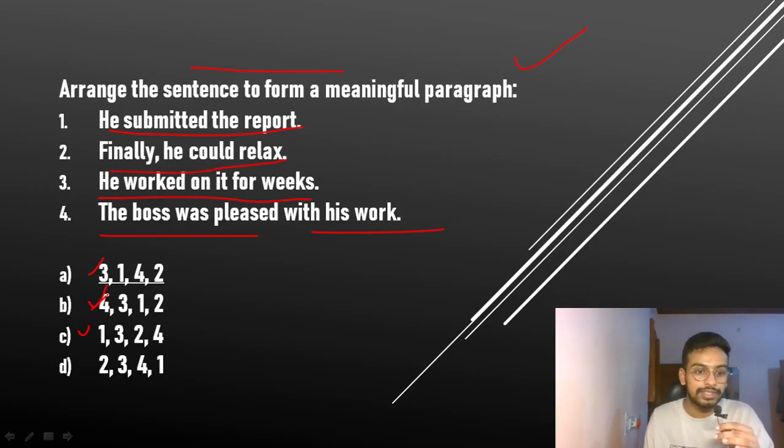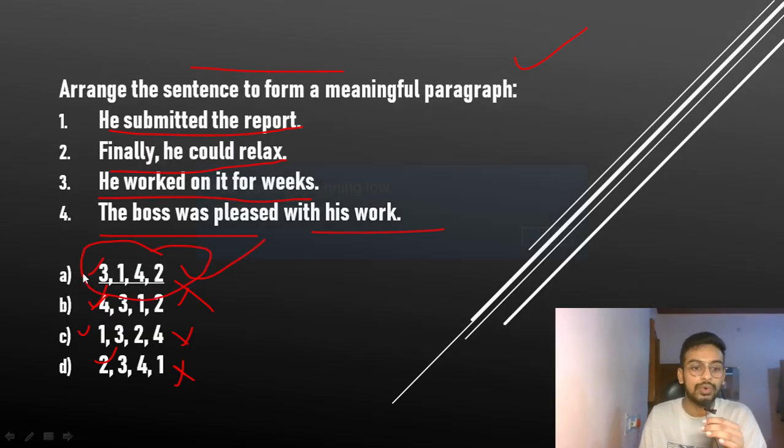If we check 4, the boss, no, this can't be the answer. First he submitted the report, this can't be the answer. 2, finally he could relax, no, this can't be the answer. Easily we found that one, right? The boss can't be the start, and he submitted the report can't be the start because it doesn't make any sense, right? Finally he could relax is the last sentence, so it can't be the start. So the correct answer we easily find is 3 1 4 2, that is A.